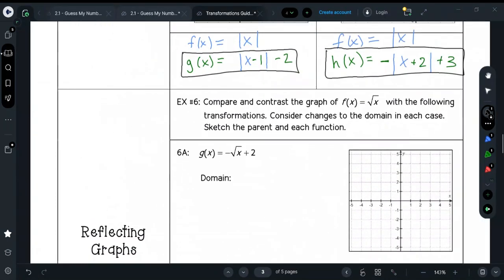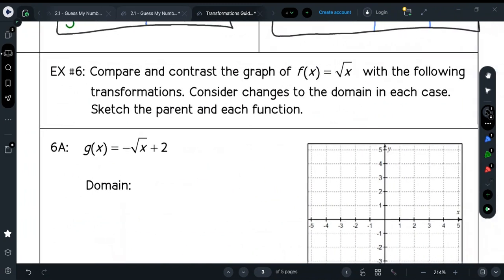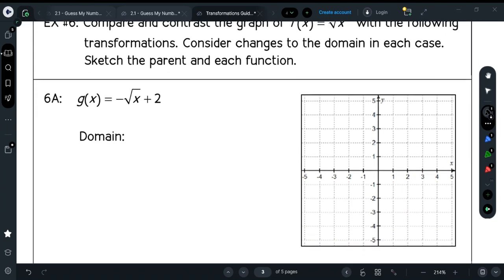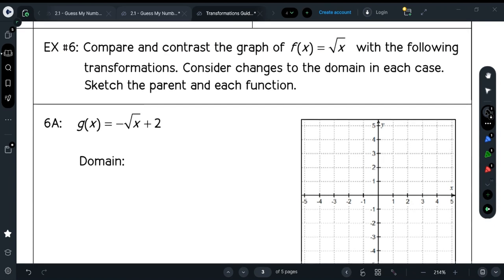Okay, example number 6. Compare and contrast the graph of square root of x with the following transformations. Consider changes to the domain in each case and sketch the parent and each function. Okay. All right, so let's see here. This is the function we've got. G of x equals negative square root of x plus 2.